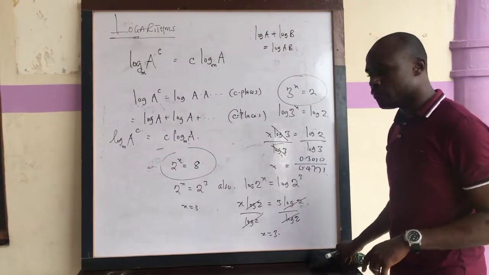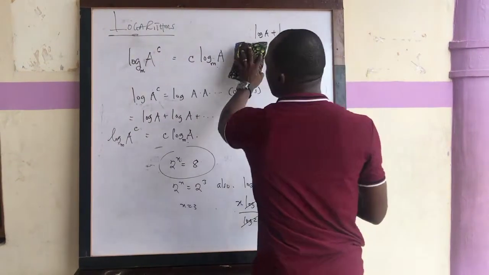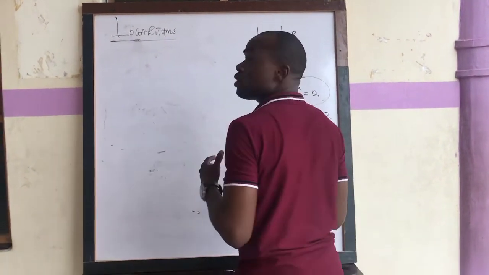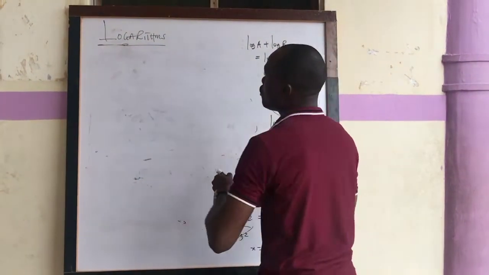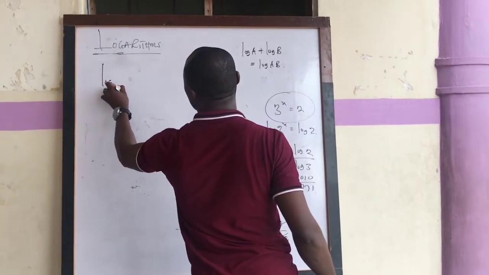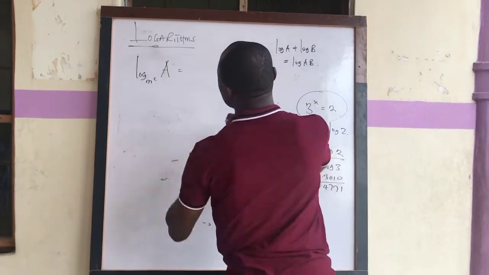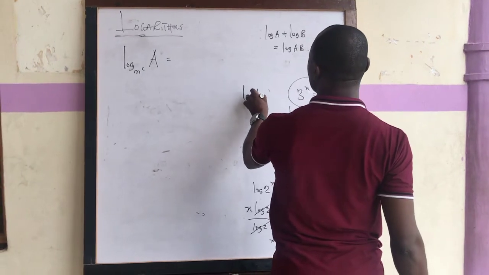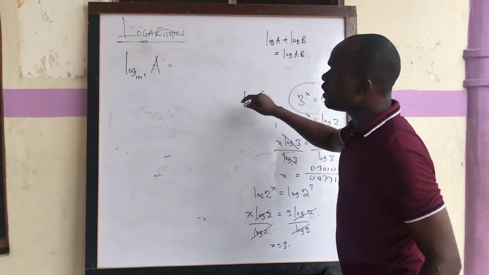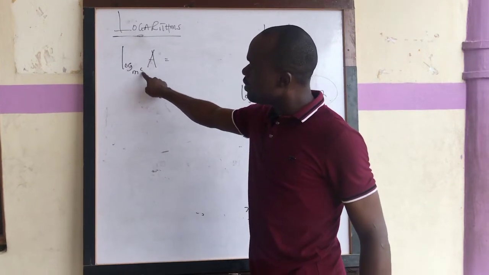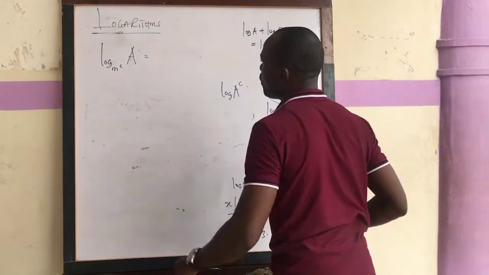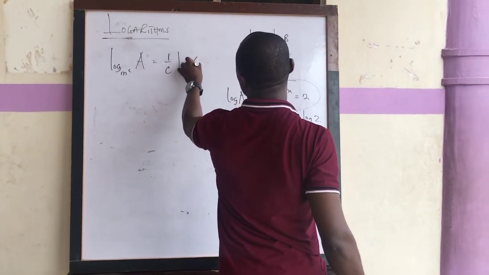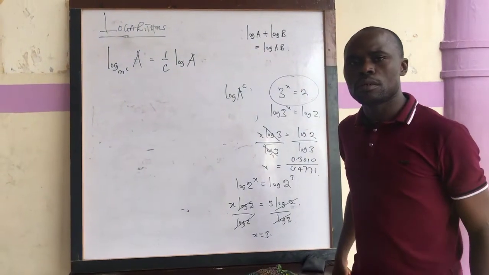Now, I'll round up my video by discussing another principle that is very, very important. From what we've discussed, we're talking about the argument having the power. So sometimes we can have the b having the power. In the other case, we were talking about log a to the power of c. But in this case, we have the b having the power and not the argument. What we have in this case is going to give us 1 over c log a.